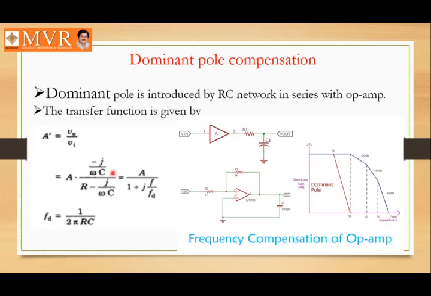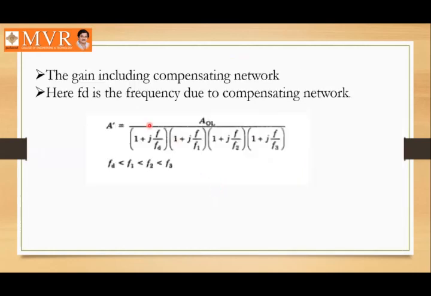That means we are going to select this fd such that it is going to pass through the f1 at 0 dB frequencies with a slope of minus 20 dB per decade.